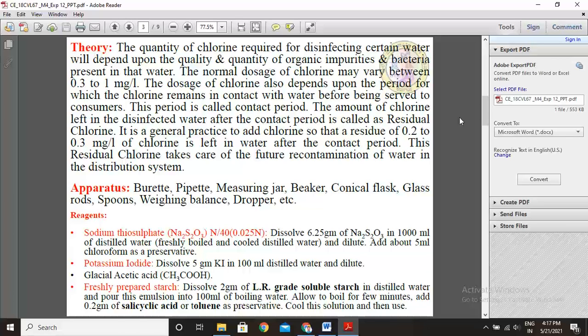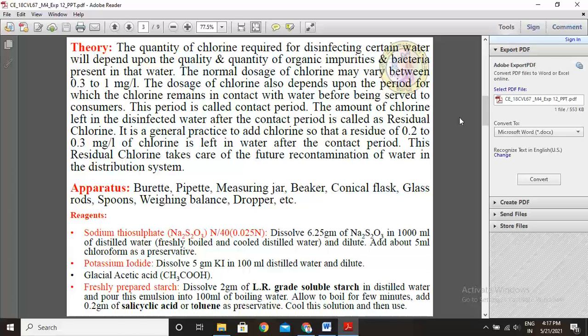Next, freshly prepared starch is also required for this experiment. So how to prepare freshly prepared starch? Let us see the procedure. Dissolve 2 gram of LR grade soluble starch in distilled water and pour this emulsion into 100 ml of boiling water.